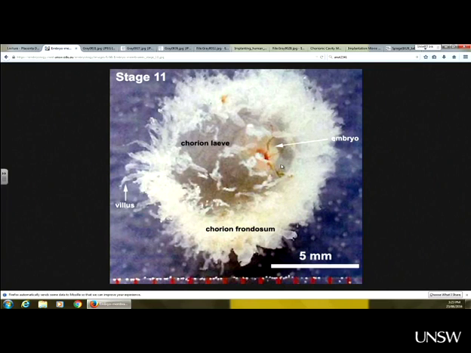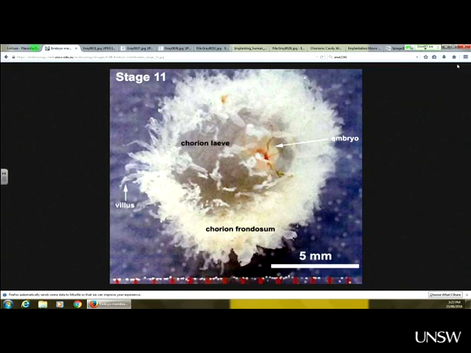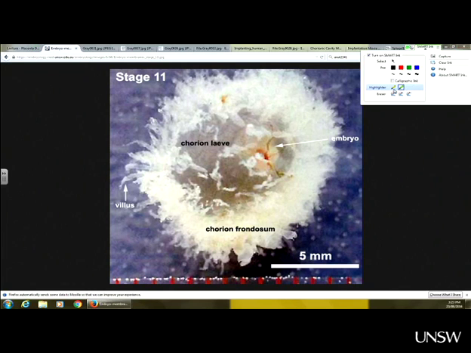Now what I want you to see is that the chorionic surface has a distinctly clear region, and you can see it here.